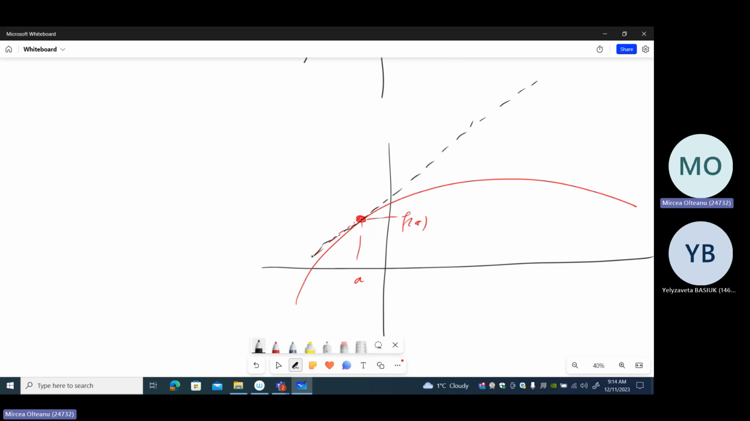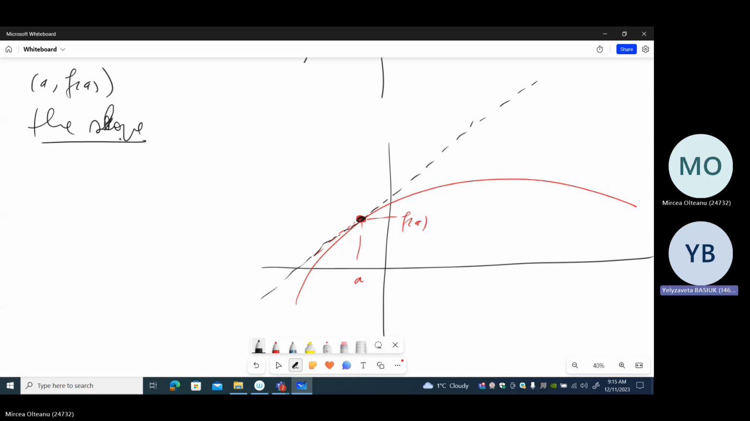Okay, and the problem of the tangent line: it passes through this point, so we know that it passes through this point. But what we still need, to know its equation, is the slope. Do you know what is the slope of a straight line? No. You don't. Can you remind, please? Okay.